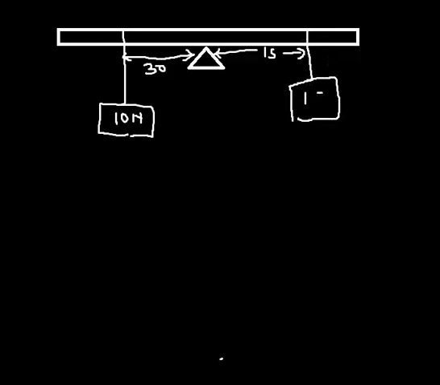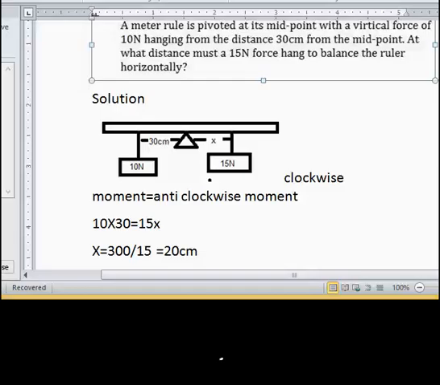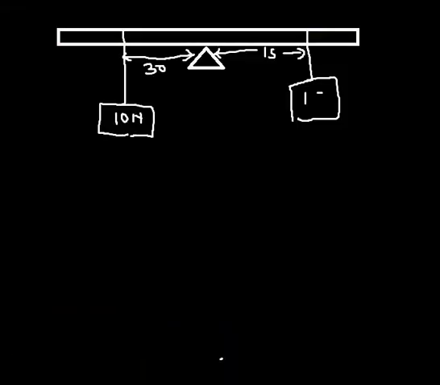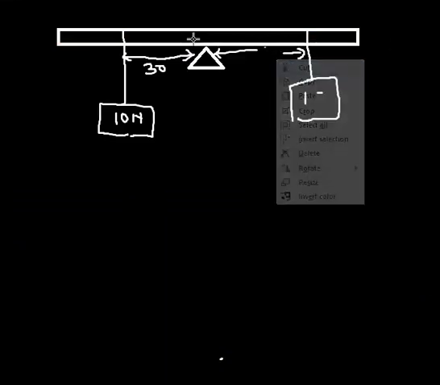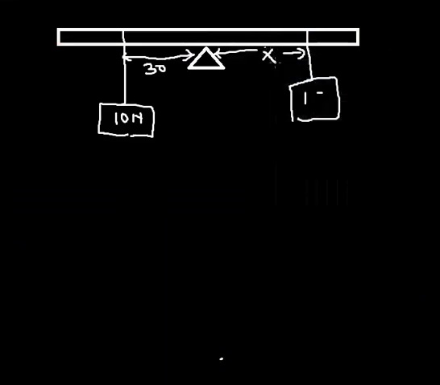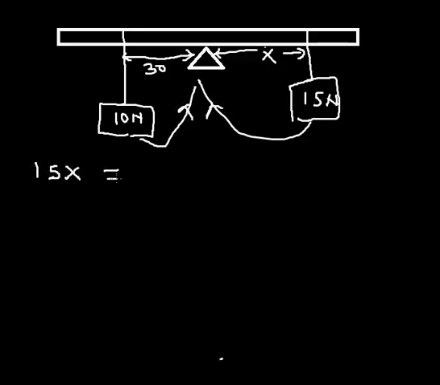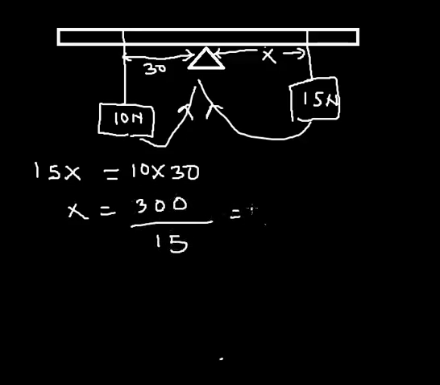Okay, what's the question? At what distance with the force? So we don't know the distance from the pivot. I call it X. And that force is a force of 15 Newton. Simple. Clockwise moment and anti-clockwise moment. The clockwise moment is 15 times X, which is equal to the anti-clockwise moment, which is 10 times 30. So X is going to be equal to 10 times 30, that's 300, divided by 15. So that's 20 cm.